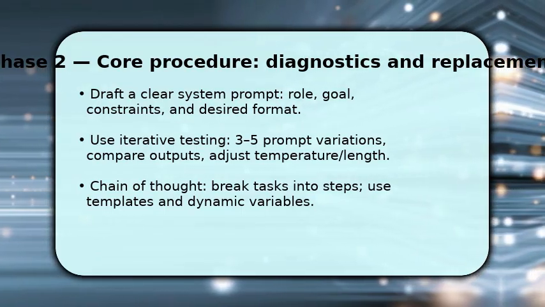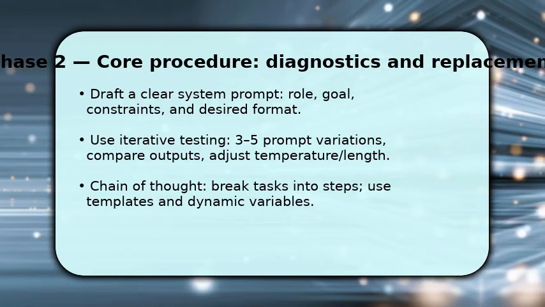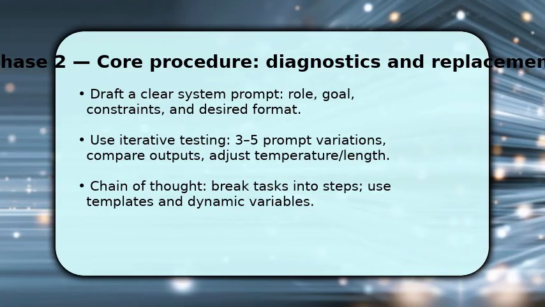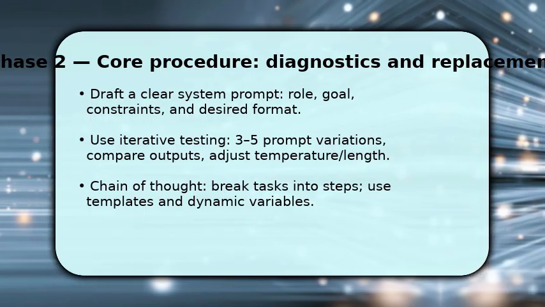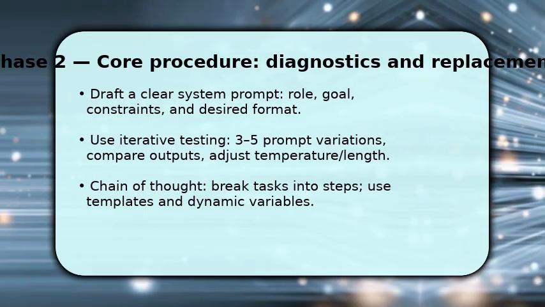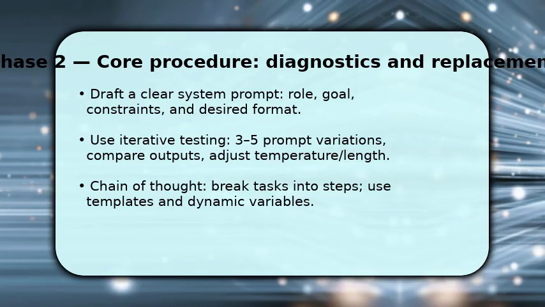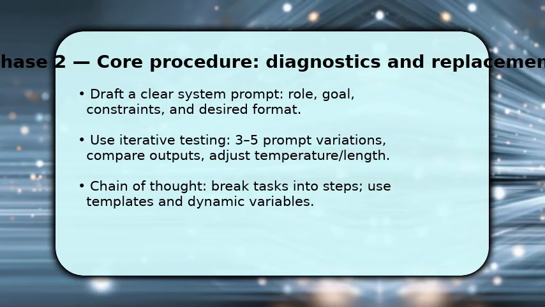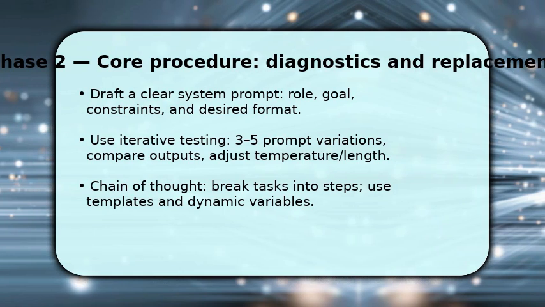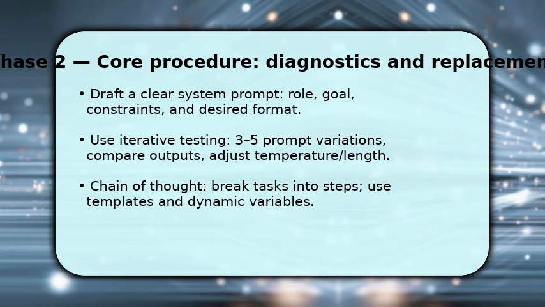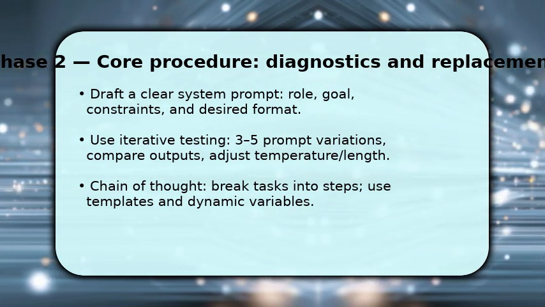Then run iterative tests, try 3 to 5 prompt variations, compare outputs and tweak temperature, max tokens, or length controls to balance creativity versus consistency. Break larger tasks into stepwise chains of thought. Use templates or dynamic variables, and make sure to label examples so the model learns the pattern quickly.